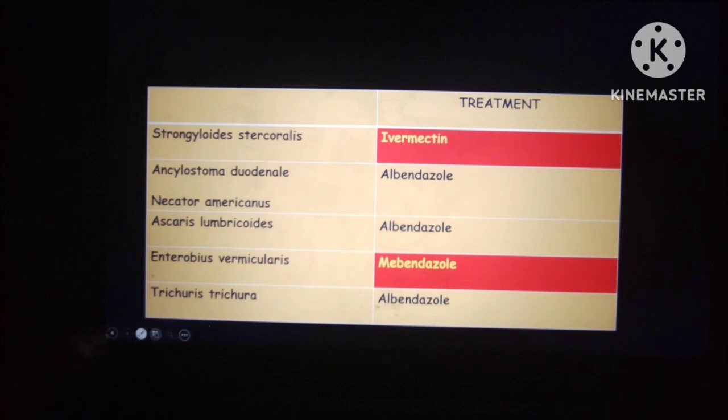So for treatment you can remember like this: all the nematodes are given albendazole, except Strongyloides, for which it is ivermectin, and for Enterobius it is mebendazole. Okay.